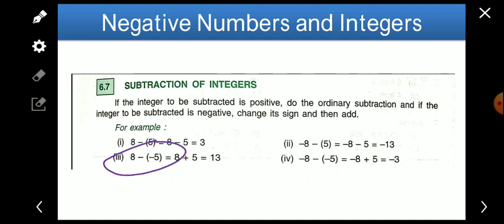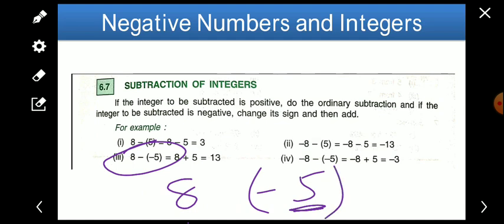If this type of condition comes, that 8 and minus 5 is there, we have to subtract minus 5 from 8. Minus 5 is already there, and this we have to subtract from 8, so we'll put the minus sign. I hope that you understood. Minus 5 you have to subtract, not 5. It is 8 minus, minus 5.